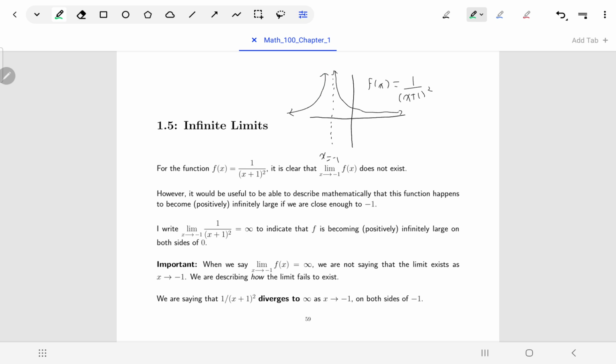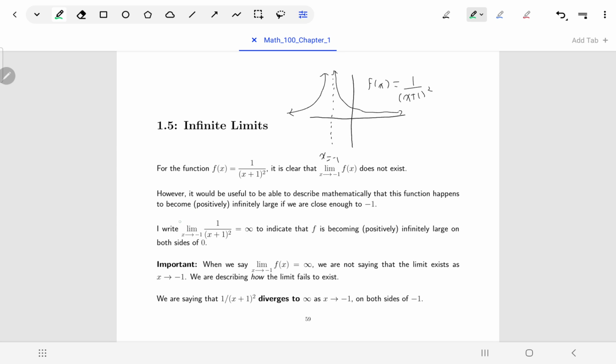It's becoming infinitely large. So what I might do instead is write the limit as x goes to -1 of that function equals infinity. Here I'm not saying that the limit now exists, but what I'm saying is this function is becoming infinitely large on both the left and the right side of -1. So basically, I'm describing how the limit fails to exist.